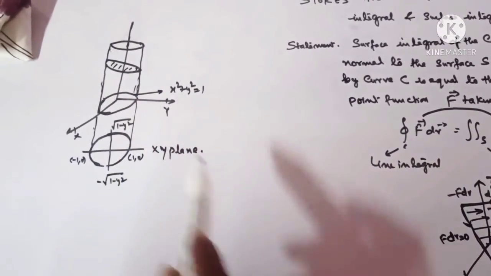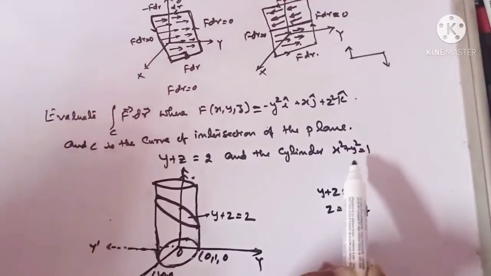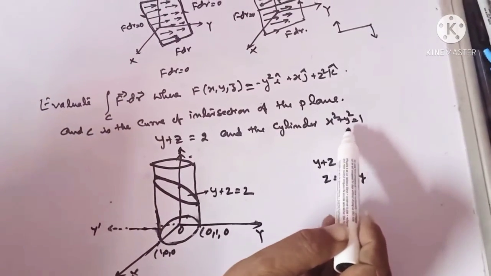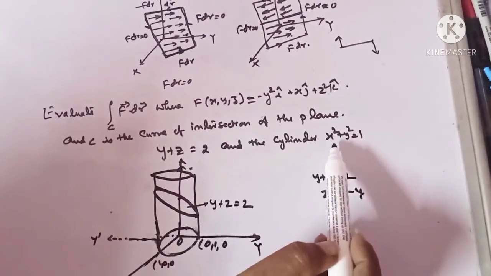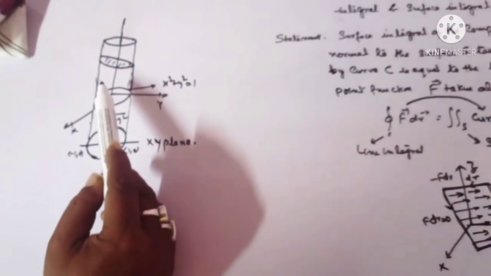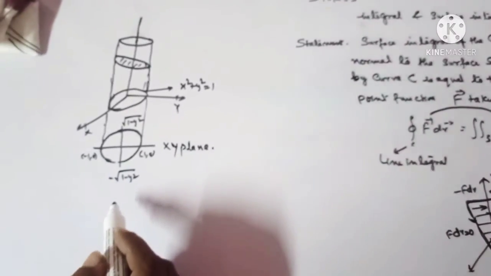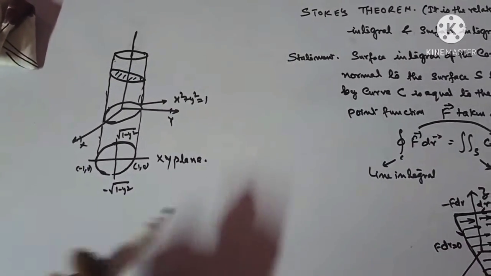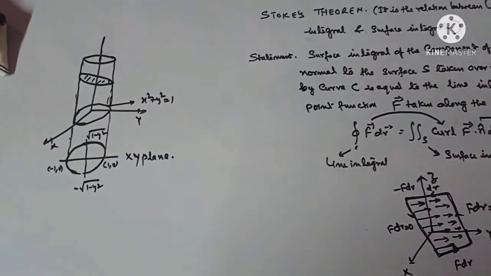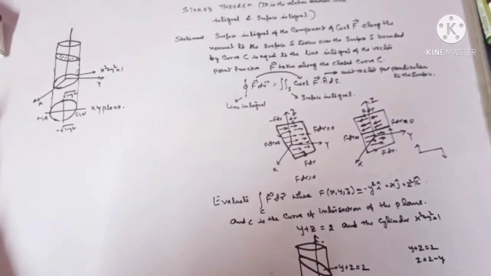And since in the equation of the cylinder you find that z is 0, therefore the cylinder is above the xy plane. Now after doing this, I am going to shift from the line integral to the surface integral.